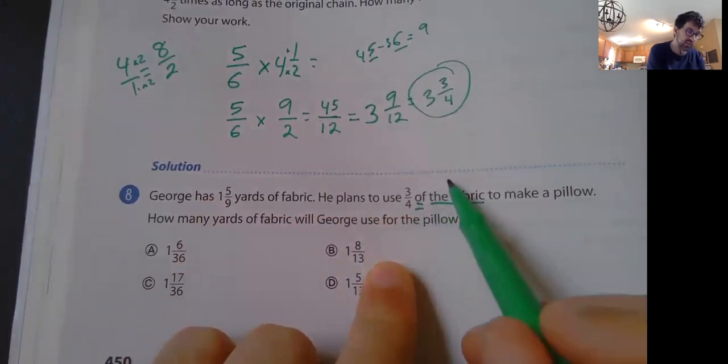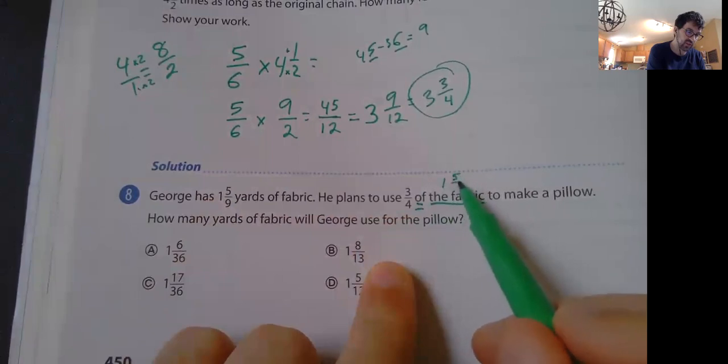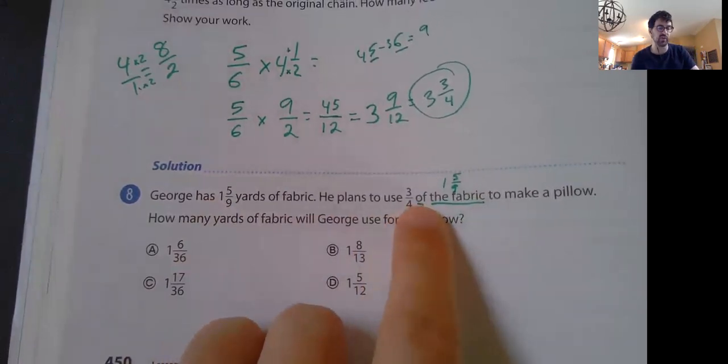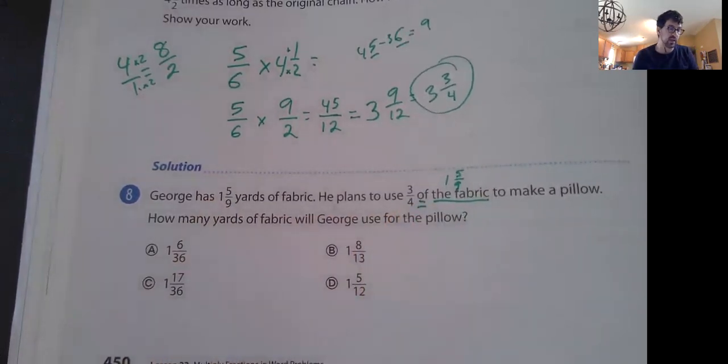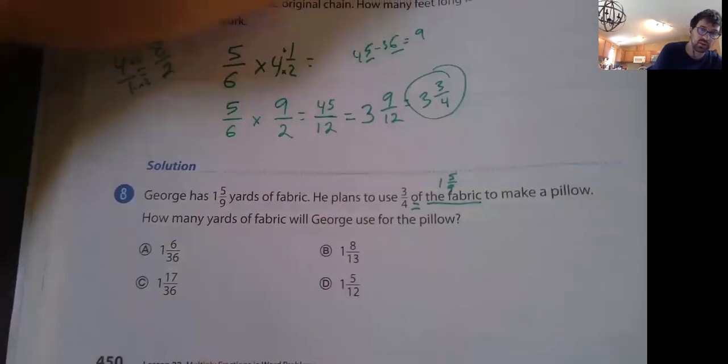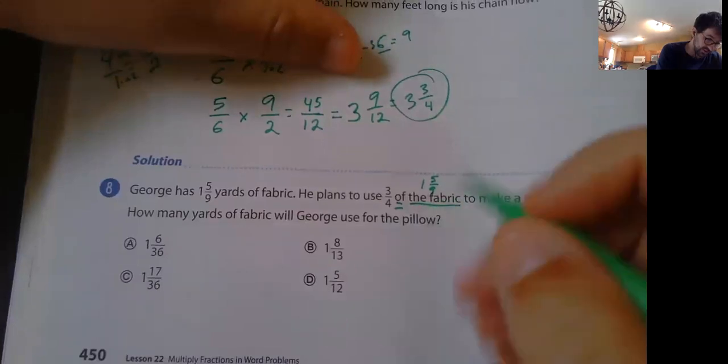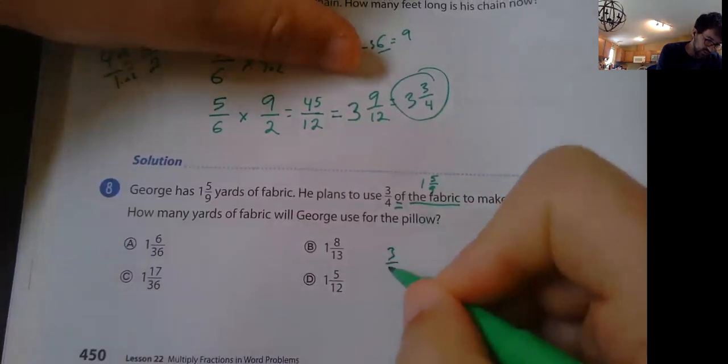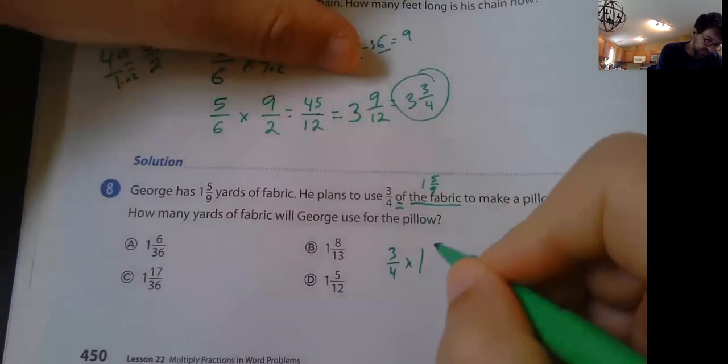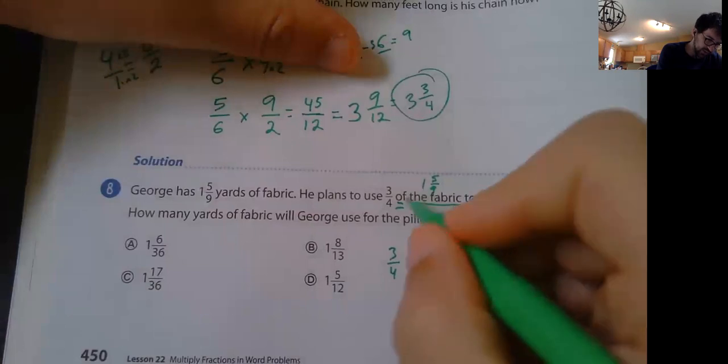Again, the fabric is 1 5/9, right? So this is saying 3/4 of 1 5/9. Okay, to make a pillow, how many yards of fabric will he use for the pillow? So what we have here is 3/4 times 1 5/9, because it's "of," right?